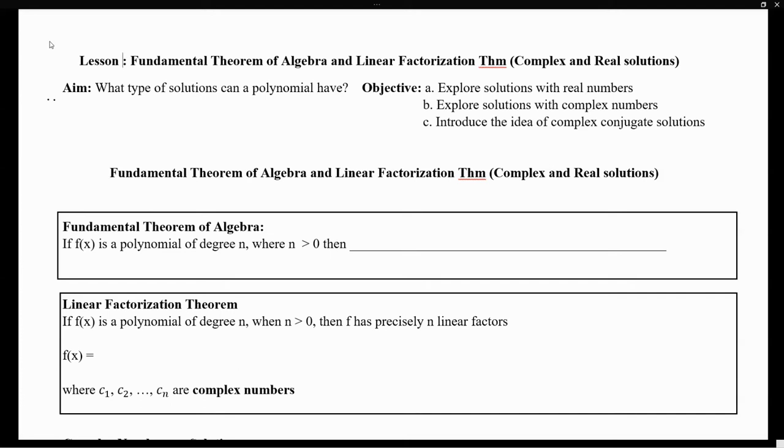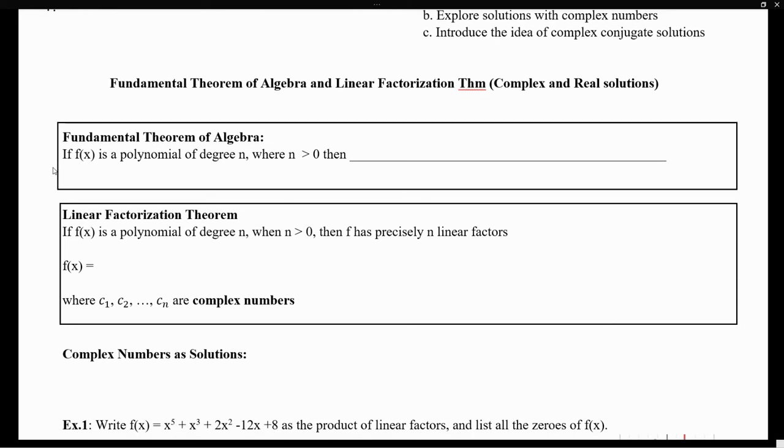Welcome. In this video, we're going to be discussing the fundamental theorem of algebra and the linear factorization theorem using complex and real solutions. So let's get started. Now, let's start by defining the fundamental theorem of algebra whenever we do have complex numbers involved.